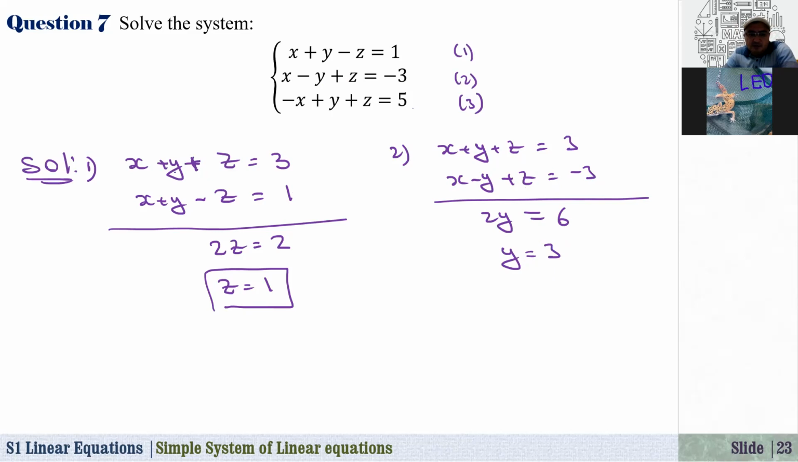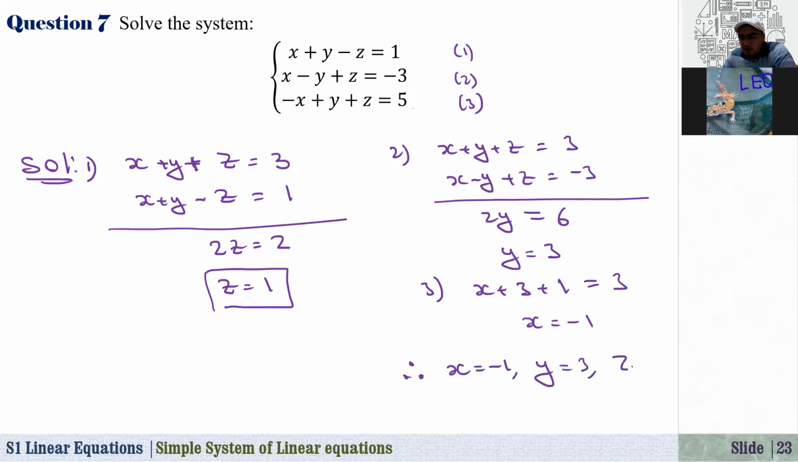And since x plus y plus z is equal to 3, and y is equal to 3, z is equal to 1, on the right-hand side, we have 3. Now what is x from here? X equals negative 1. So now x equals negative 1, y is equal to 3, and z is equal to 1. That's the solution of this system.